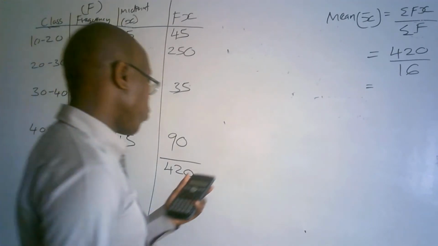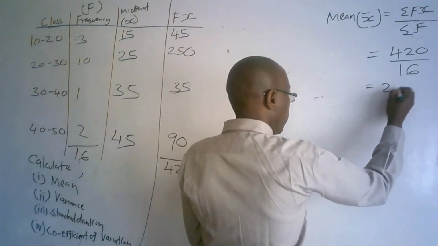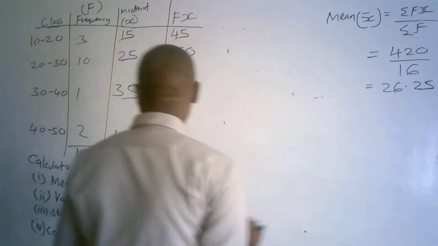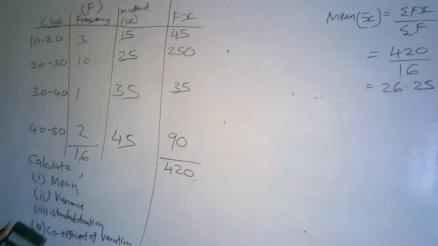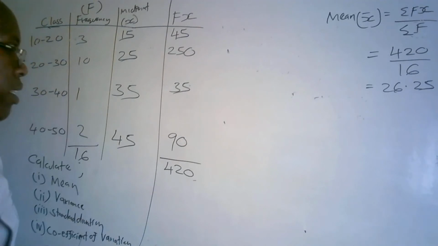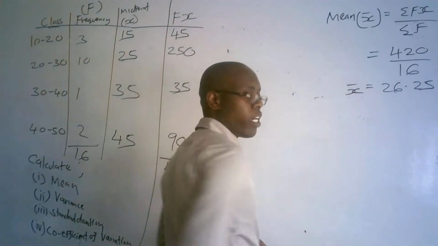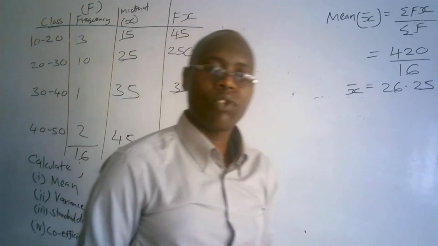It will give you 26.25. 26.25, that's what we are actually getting, and that is your x bar. That will be your x bar, which is actually the mean.